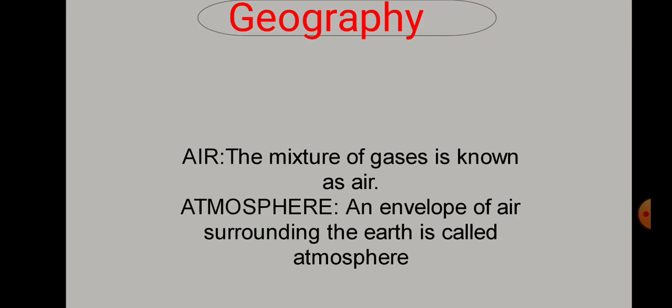So let's begin with the definitions. What is air? The mixture of gases is known as air. Very simple. Then next we have the term atmosphere. What is atmosphere? An envelope of air surrounding the earth is called atmosphere. So we learn two definitions, that is air and atmosphere.